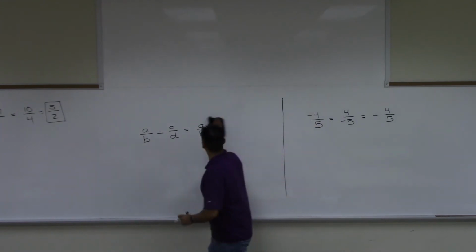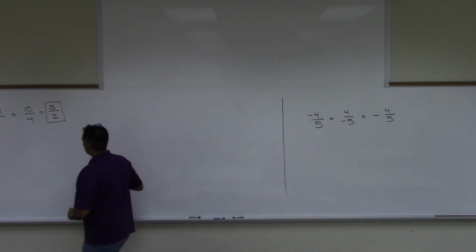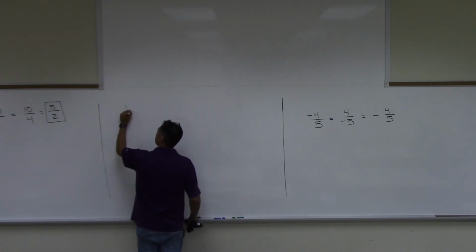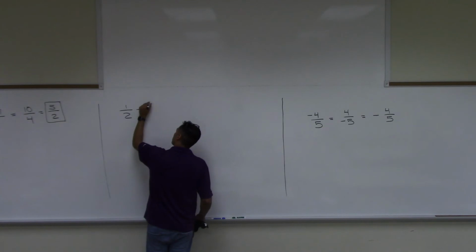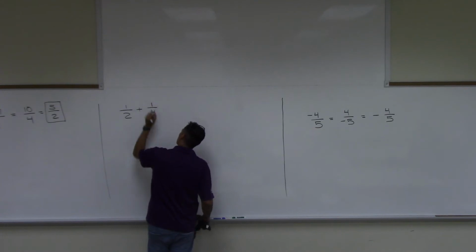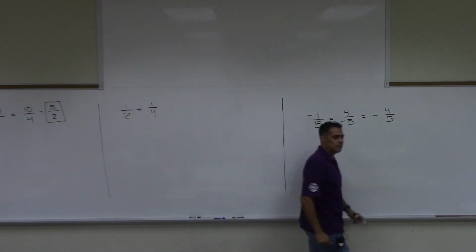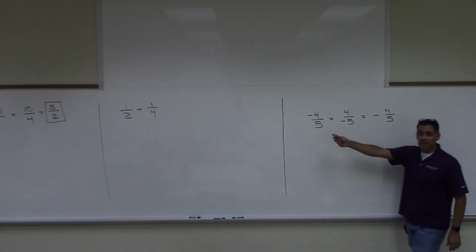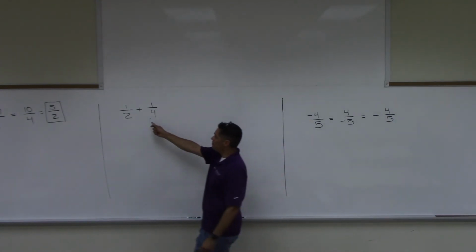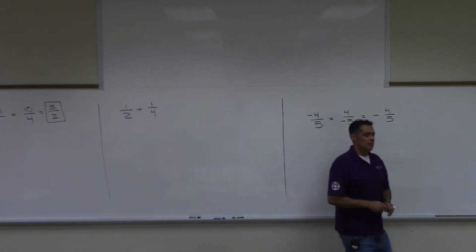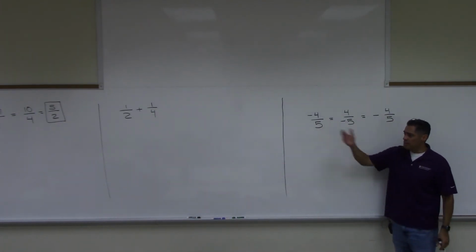Let's do another one. This time, I'm not going to have the same denominator. A half plus a fourth. I want you to add two fractions, right? That's what I'm asking you to do? Add two fractions? They don't have the same denominators, right? So you can't play the game we just played.